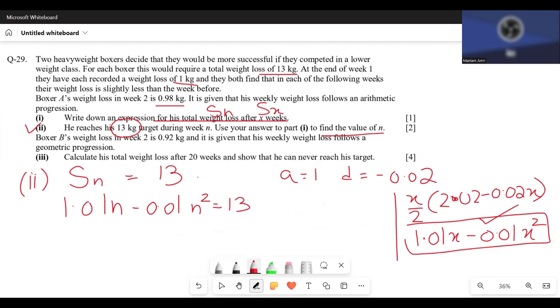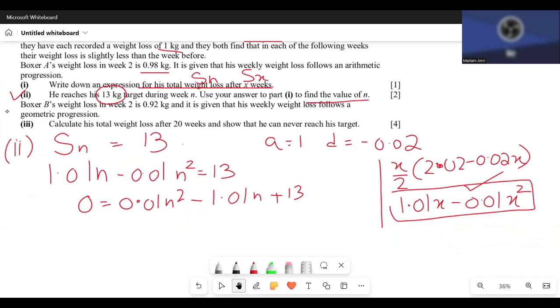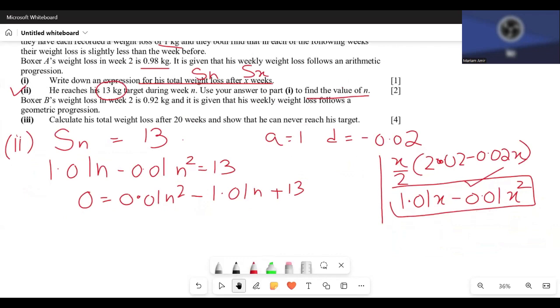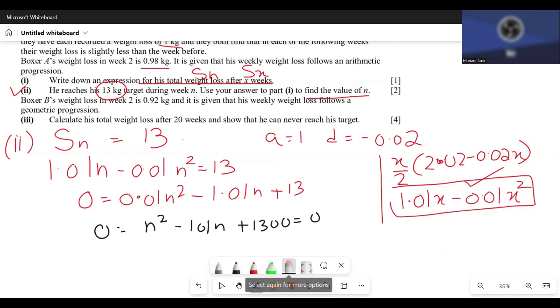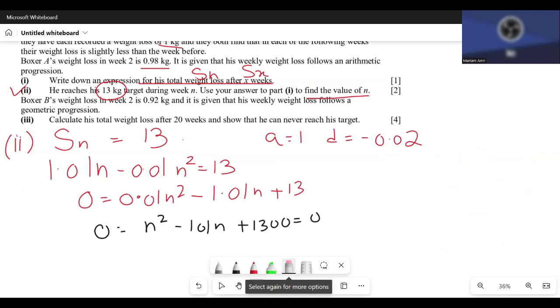This is a quadratic equation, quite a twisted one, but we can untwist it. This is the quadratic equation that we're getting: 0.01n squared minus 1.01n plus 13. I can just multiply both sides by 100 and make these all integers. n squared minus 101n plus 1300 equals 0. Now you're going to solve this either using the quadratic formula or factorization if it works. I'm going to use the quadratic formula.